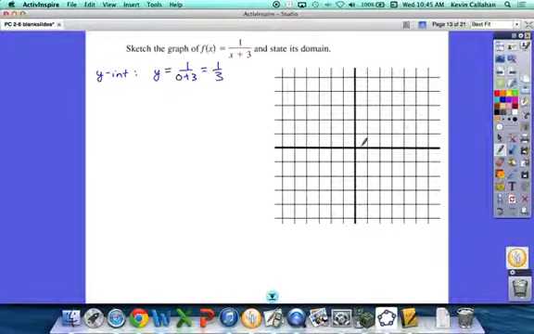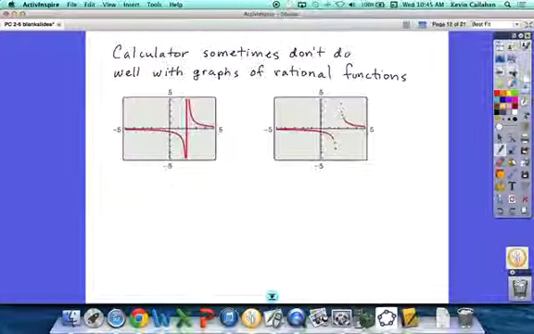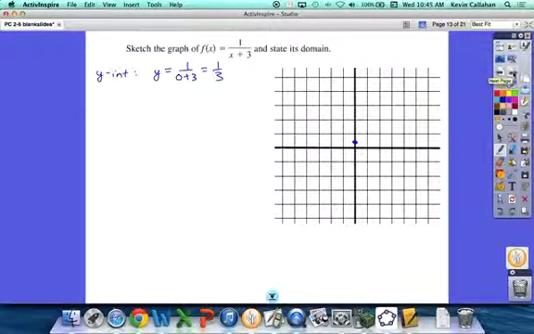So 1/3. Oh, that's wrong. Edit, undo. 1/3. Okay, the next step was find the zeros, right? The zeros of the numerator will be the x-intercepts. Okay, x-intercepts. Does this thing have any zeros of the numerator? It's a constant, so there's none.